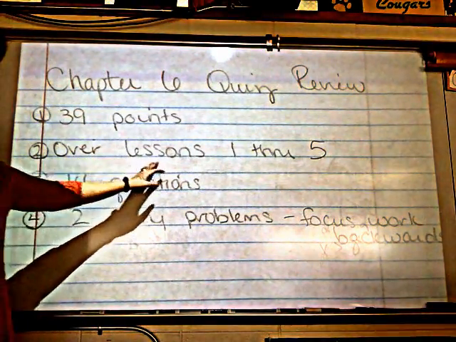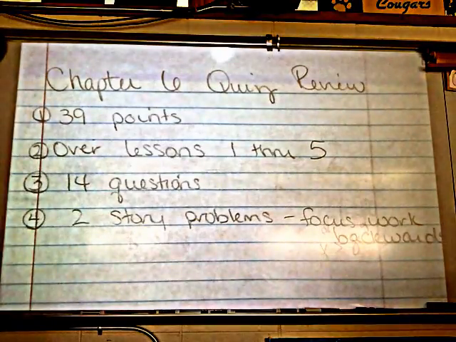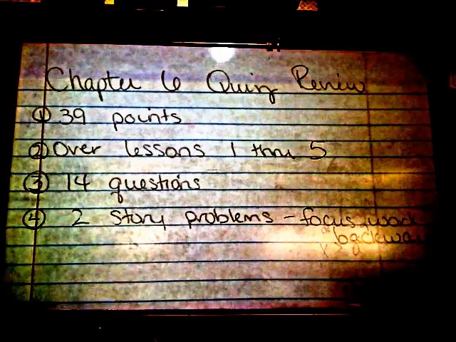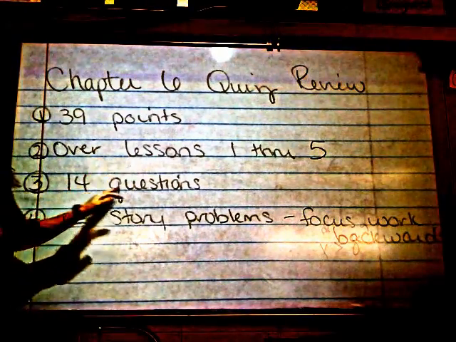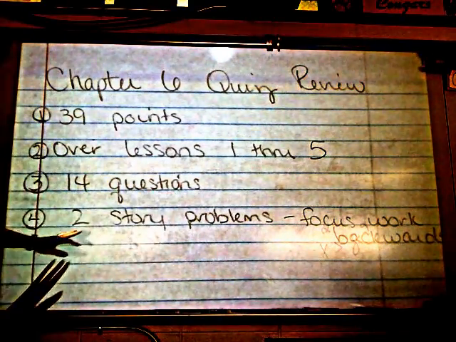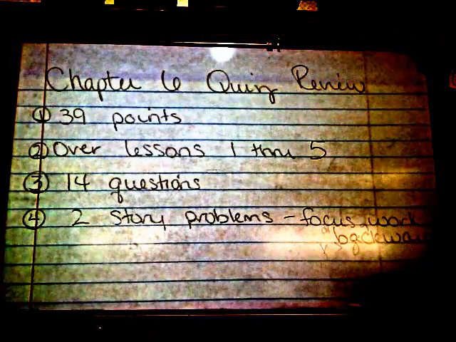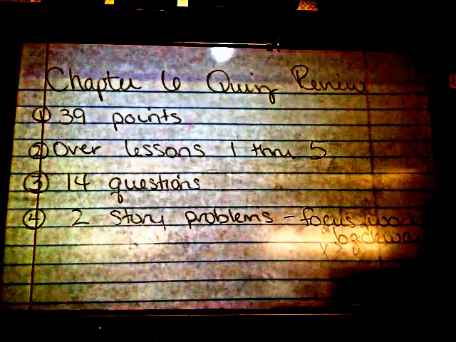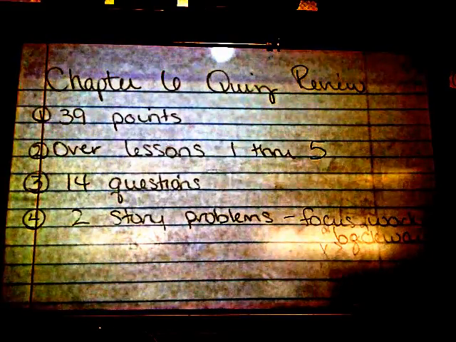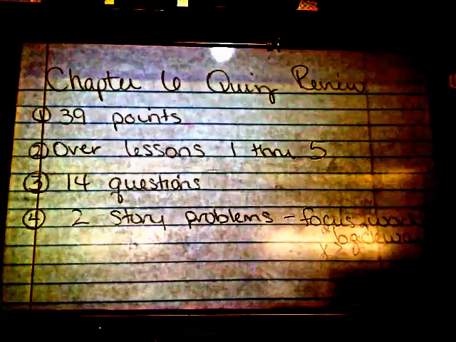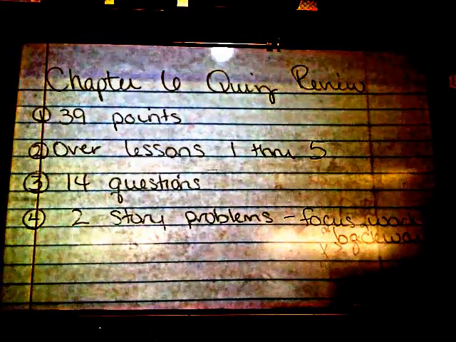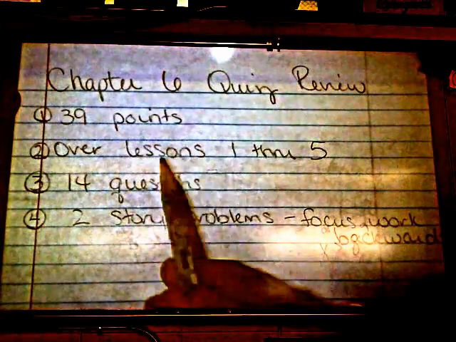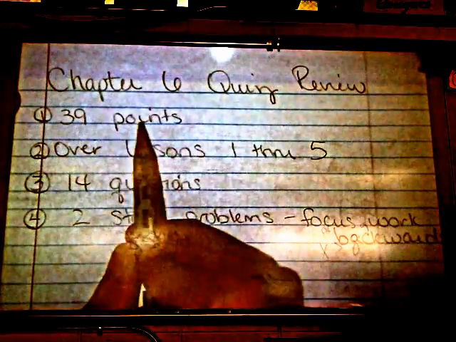Your quiz is going to be over lessons 1 through 5 in Chapter 6. Okay, so what we're going to do here in a second is go back through and review some of those problems that you had. As I said earlier, you're going to have 14 questions, and 2 of those 14 questions are going to be story problems. After you go through this review, you're going to realize that the story problem or problem-solving investigation for Chapter 6 is focusing on working backwards. Okay, and so again, 2 story problems, 14 questions. It's over lessons 1 through 5, and it is 39 points.